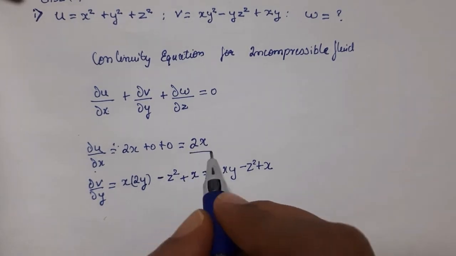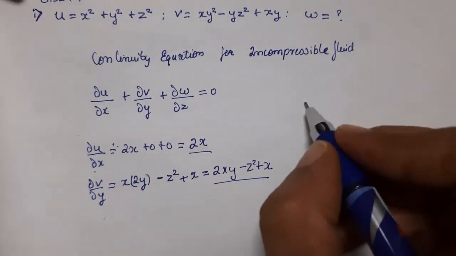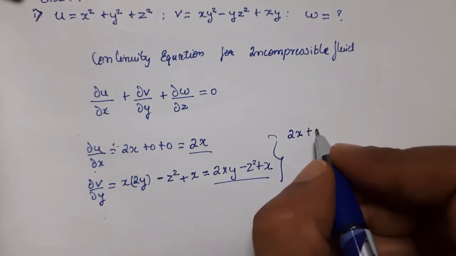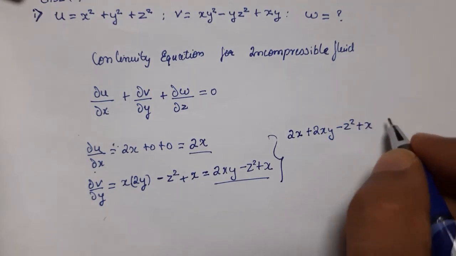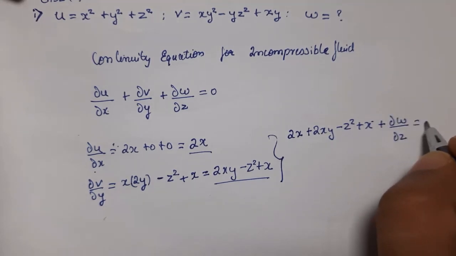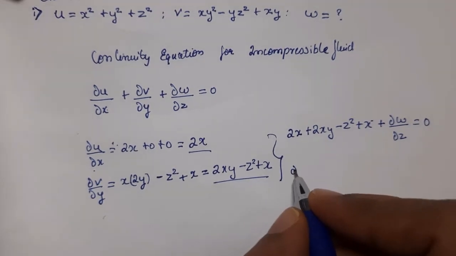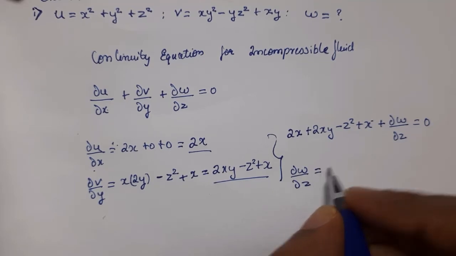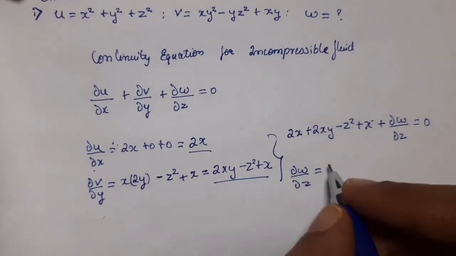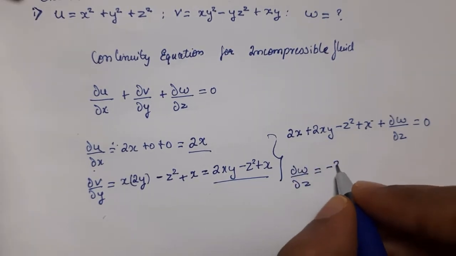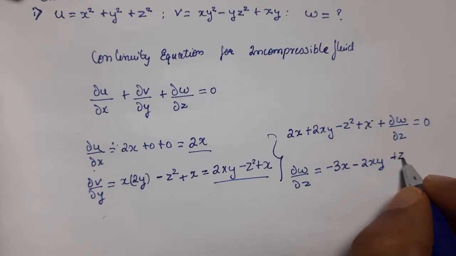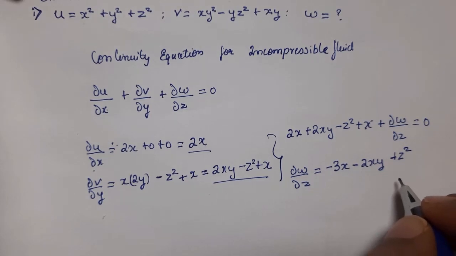So we'll substitute these in this particular equation. What we get here is 2x plus 2xy minus z square plus x plus dou w by dou z is equal to 0. Now dou w by dou z is nothing but, putting all these things on the other side, 2x and x give 3x. So what we get here is minus 3x minus 2xy plus z square. So this is the equation that we get.